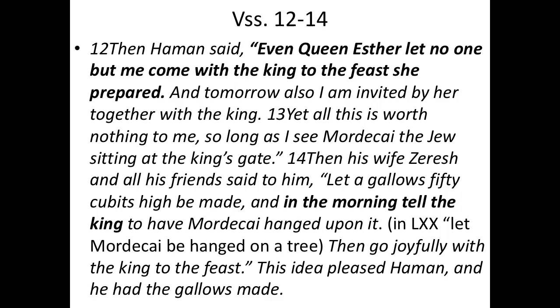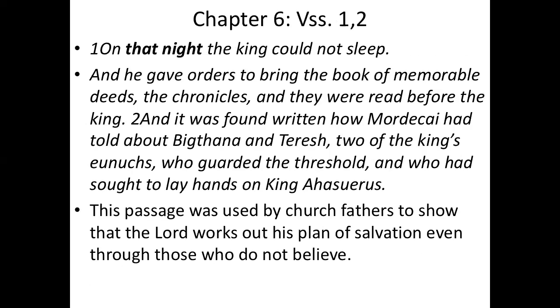In the Septuagint, it actually says Mordecai was to be hanged on a tree, which is interesting. The Septuagint has some details that they cut down a tree, and they said, "Let Mordecai be hung on a tree." I think that's pretty cool language, actually. "So then go joyfully with the king to the feast." This idea pleased Haman, and he had the gallows made.